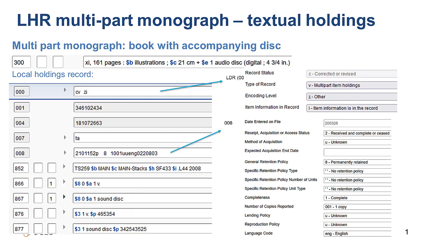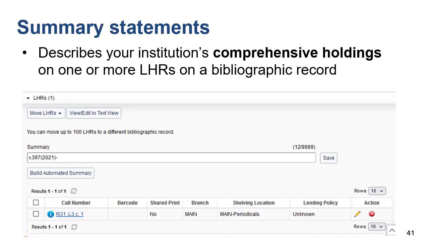And then I have an 876 with the barcode, which is linked back to the 866 for the book, and an 877 for the barcode that I'll use for the sound disk, and that is linked back to the 867 for the sound disk. Summary statements can be created for serials and multi-part monographs. The summary statement should be a reflection of your institution's comprehensive holdings for the item on one LHR or spread out among several LHRs for different copies and locations.